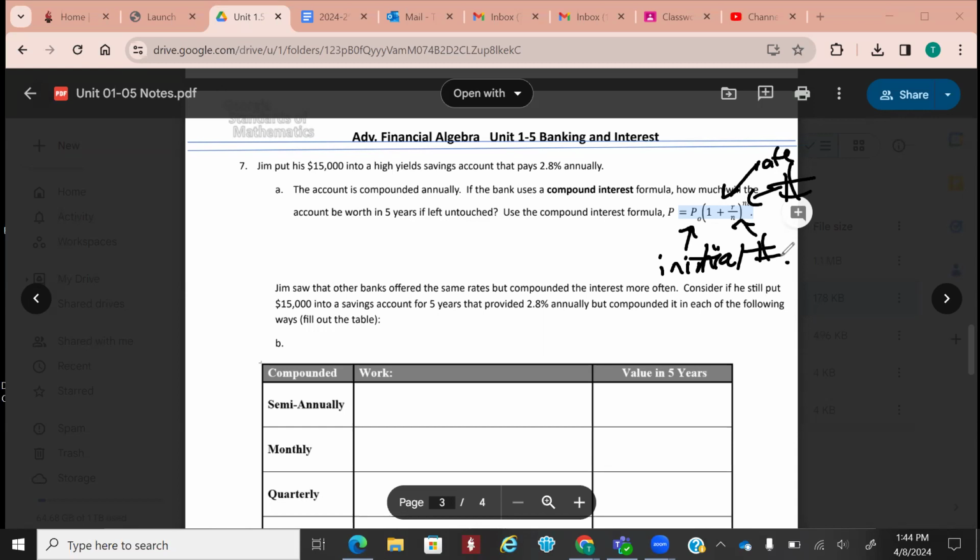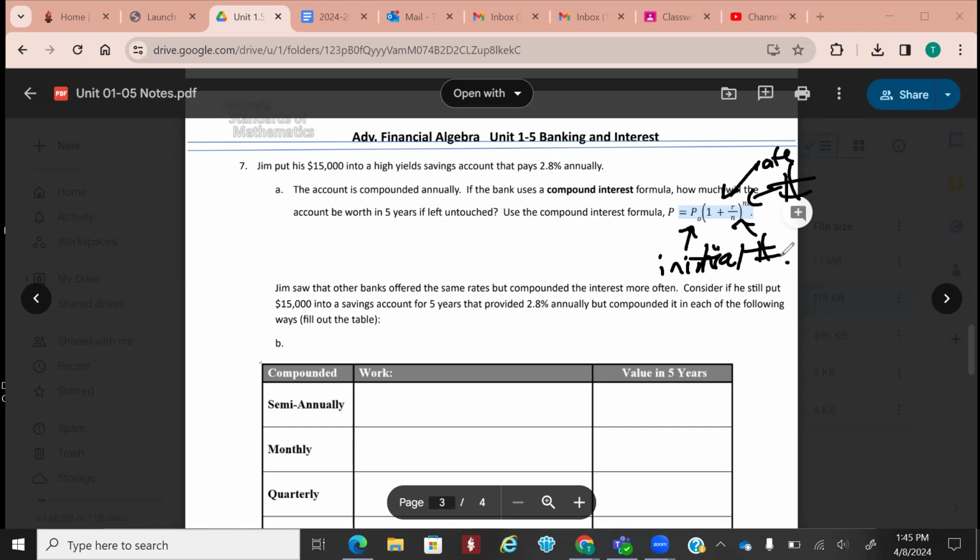Okay. So Jim is putting $15,000 into a high yield savings account that pays 2.8% annually. So it's compounded annually. Okay, that means once a year. If the bank uses a compound interest formula, how much will the account be worth in 5 years?